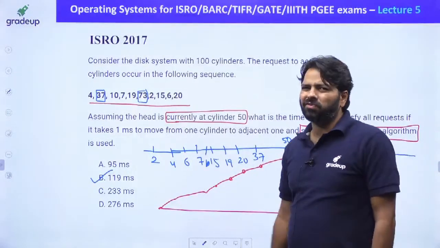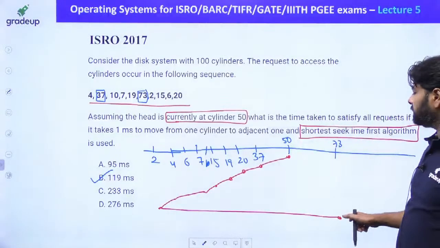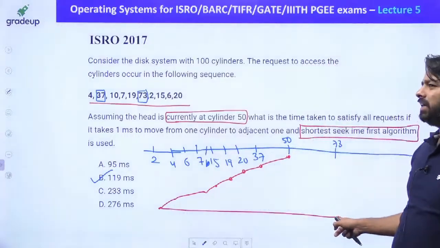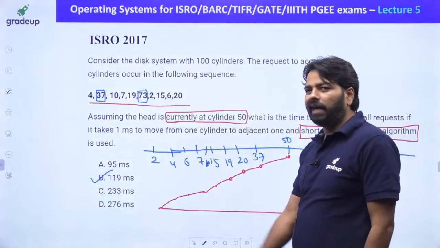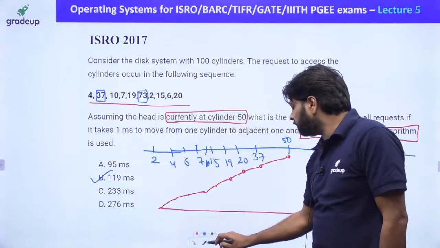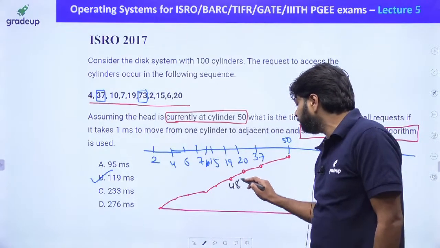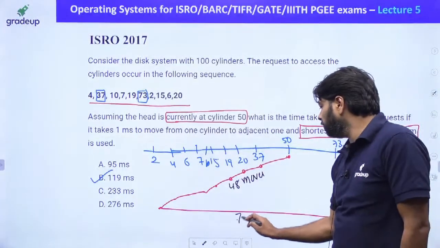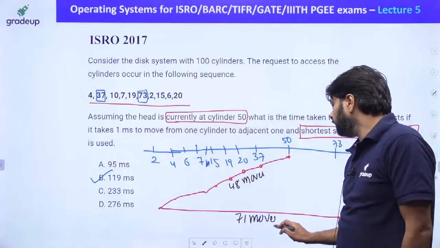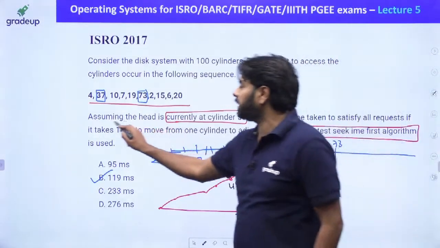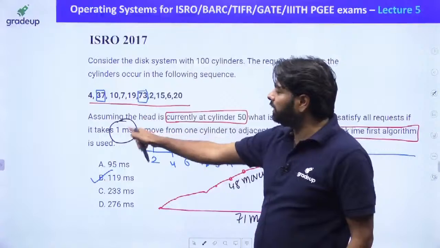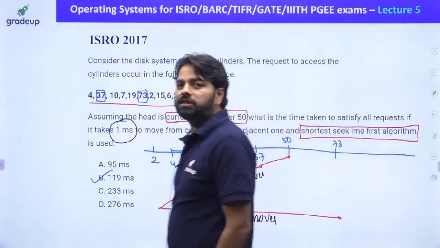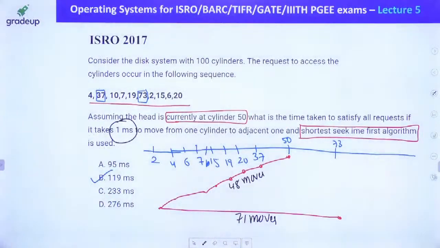50 to 2, that's 48 moves. And then till 73. So 2 to 73 is 71 plus 48. Here 48 moves this side, and this side you will have 71 moves. Each move is 1 millisecond, so you should remember that 1 millisecond for each move. So total 48 plus 71, that is 119 moves, which is equal to 119 milliseconds.